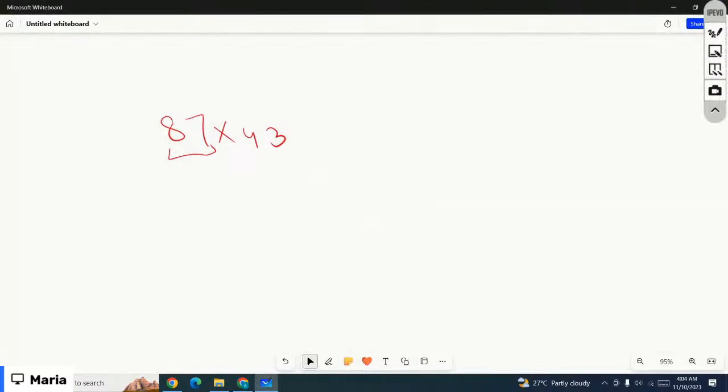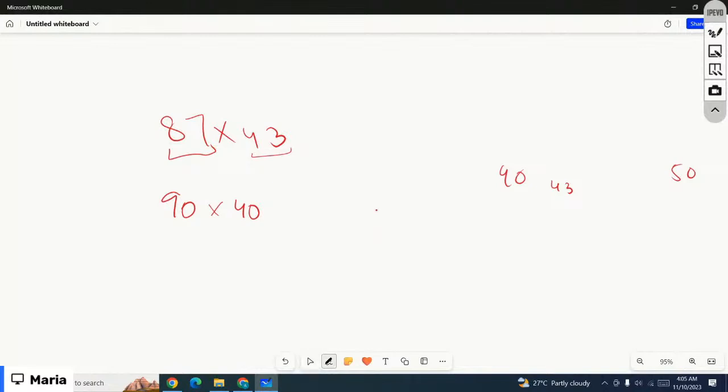You need to see 87 is close to which 10. Is it close to 80 or is it close to 90? 87 is close to 90, right? So it would be rounded off to 90. Then you have to do the same thing for 43. You need to see if 43 is close to 40 or 50. 43 is just 3 points away from 40, right? That means 43 is near to 40, so it would be rounded off to 40.